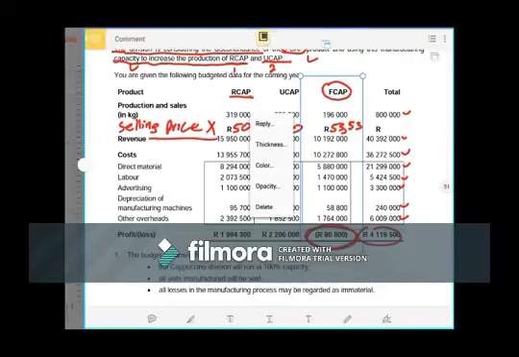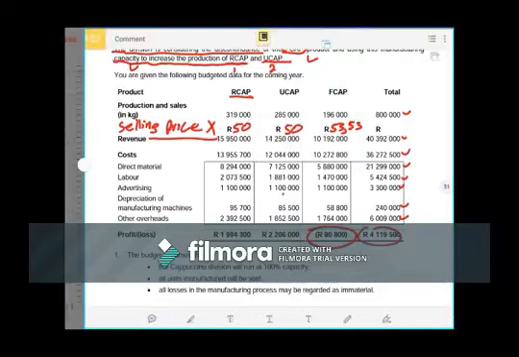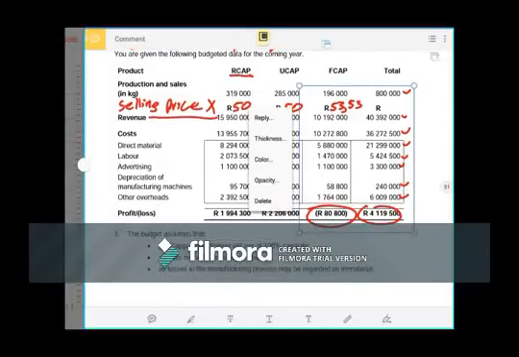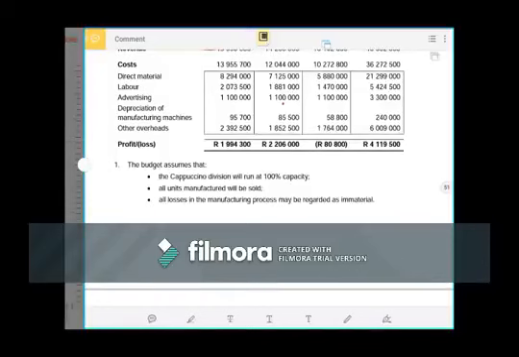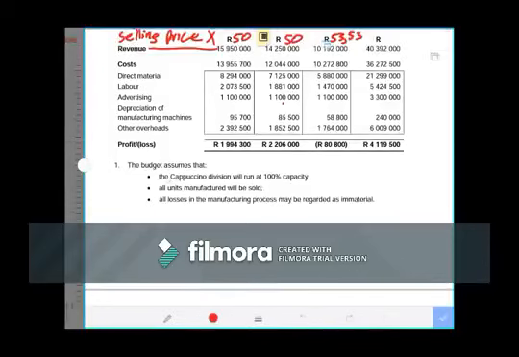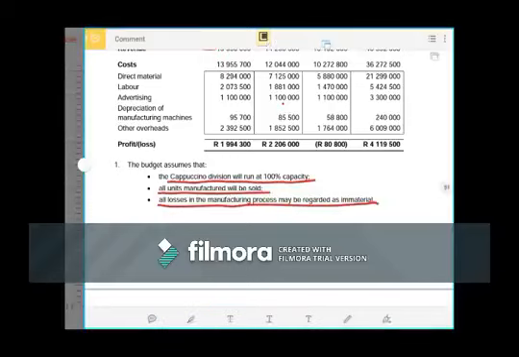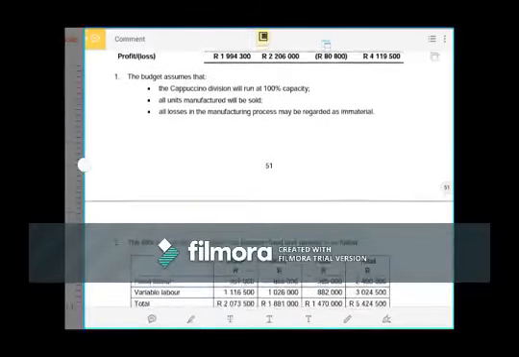So now we proceed on that same note. It says now we have the budgeted, it says the budget assumes that the cappuccino division runs 100% capacity and all units manufactured will be sold, meaning there is no closing inventory. All losses in the manufacturing process may be regarded as immaterial, so we don't have to worry about the normal loss. Otherwise, there is a loss, but the loss is immaterial, so it's just a normal loss.